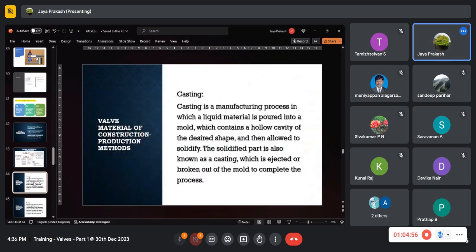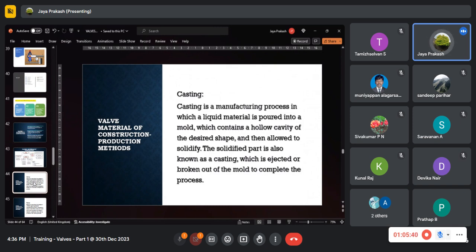And as I said, the major parts of the valves are the body and bonnet, and these two are made either by casting or forging. The majority of valves are manufactured by the casting method or the forging method. Casting is a manufacturing process in which liquid material is poured into a mold which contains a hollow cavity of the desired shape of a body or bonnet, and then allowed to solidify. This solidified part is also known as a casting.